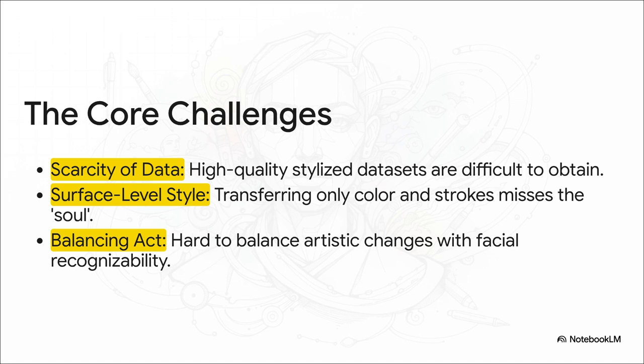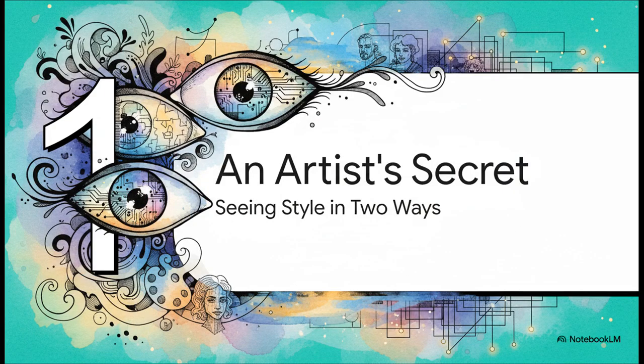Then there's the fact that a lot of the current AIs only copy the surface level stuff, the colors, the textures of the brushstrokes. They completely miss the deeper soul of the style. And of course, there's that constant tug of war, trying to make it artistic enough, but not so artistic that the person just vanishes. So, how do we fix this? Well, this new research we're diving into today proposes a pretty brilliant solution. And it all starts by teaching the AI to see art the way a human artist does, by breaking it down into two totally different things.